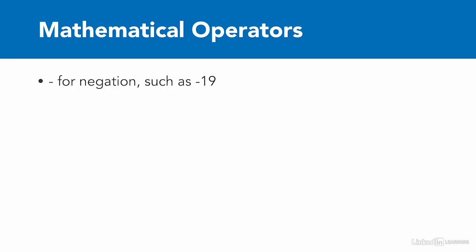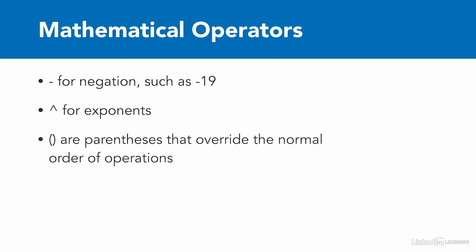You can also use the minus sign for negation, such as minus 19, or if you have a calculation in parentheses, for example, minus, and then in parentheses 8 times 9 would give you minus 72. You'll often see the minus sign in front of an entire calculation, for example, as the first character, or you could also see it as regular subtraction, which indicates that the value will be negative anyway. And you can also use the caret for exponents. And as always, parentheses are used to group operations, and they override the normal order of operations within MATLAB.